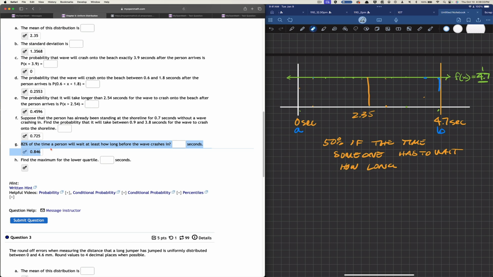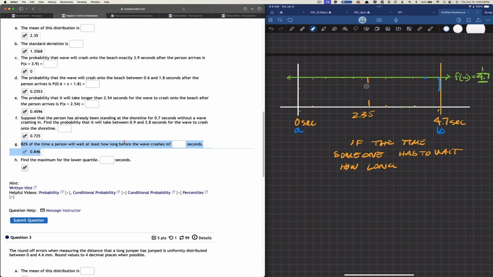Okay. So if I said 50% of the time, someone has to wait how long? Well, 50% of the time, people are going to hear a wave crash beforehand, and 50% of the time they're going to hear a wave crash afterwards. So for this one, again, it doesn't really matter because the answer is the same. It would be 2.35. But what are we talking about? When they say 82% of the time a person will have to wait, in this case, 50% of the time, someone will have to wait this amount of time. Okay? Now, let's change that 50% to some other number.